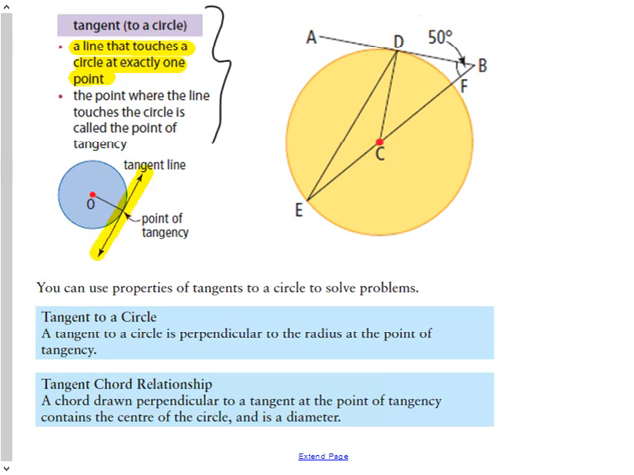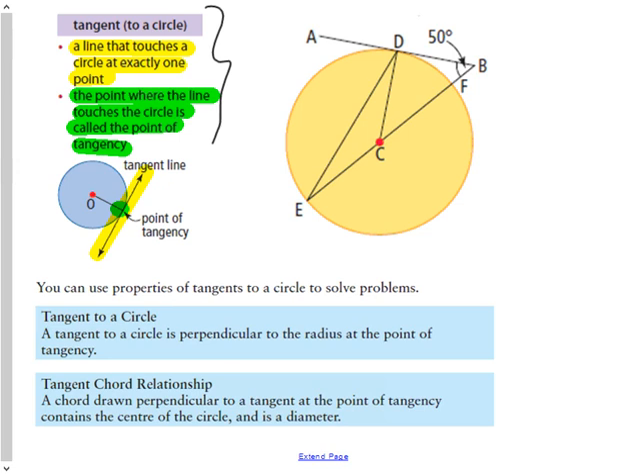So this line right here is touching the circle at exactly one point, and that point that it touches it at is called the point of tangency. The second thing you have to know is that the point where the line touches the circle is called the point of tangency. So that point right there is called the point of tangency.